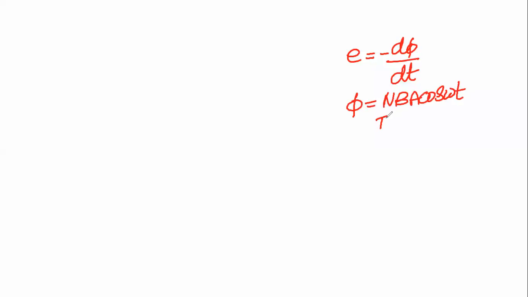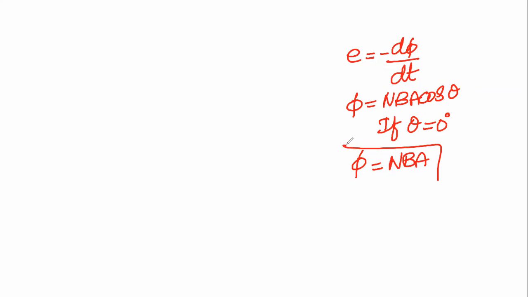Induced EMF, we know, E is equal to minus d phi divided by dt. Then magnetic flux phi is equal to NBA cos omega t, or theta, cos theta. If theta is equal to 0 degrees, magnetic flux phi is equal to NBA. NBA only we will take.